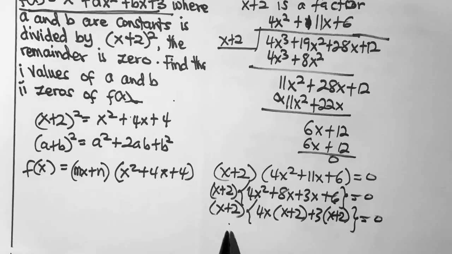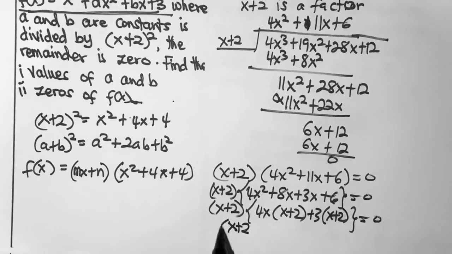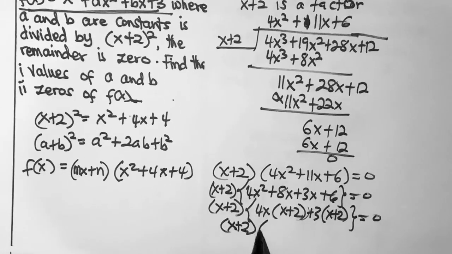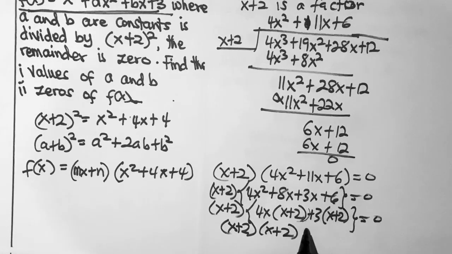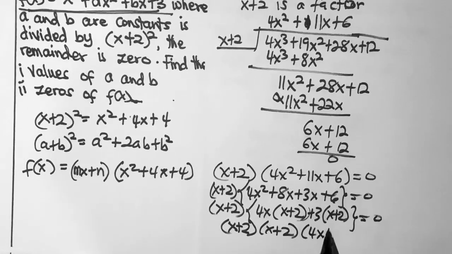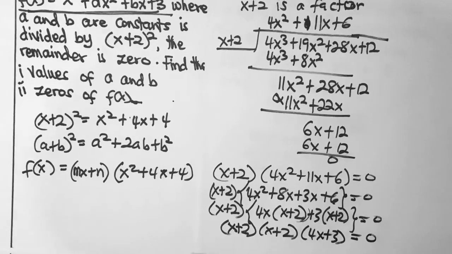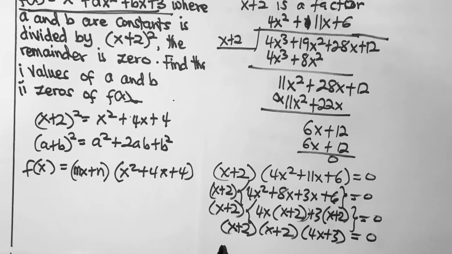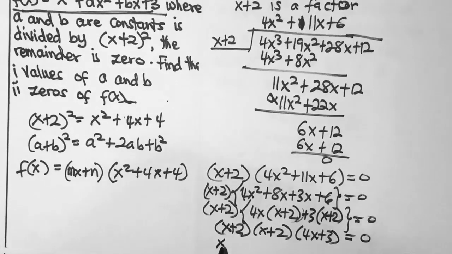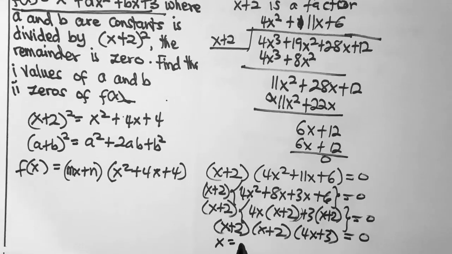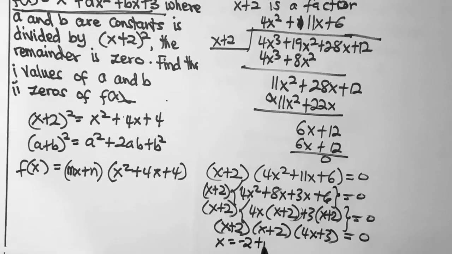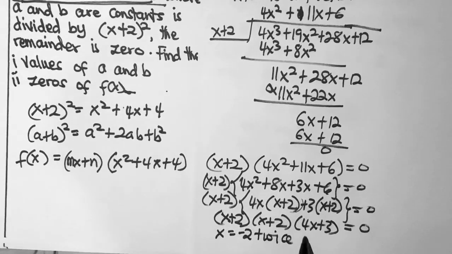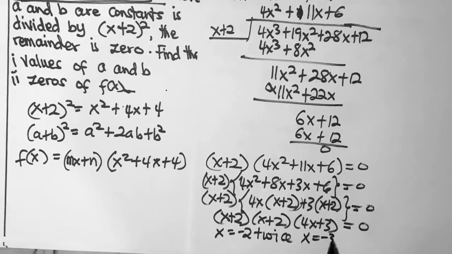So the factors are x plus 2. Then you see there's also another x plus 2 here. Then we also have 4x plus 3 equals 0. So the zeros of f of x is equal to minus 2 twice. And x is also equal to minus 3 over 4.